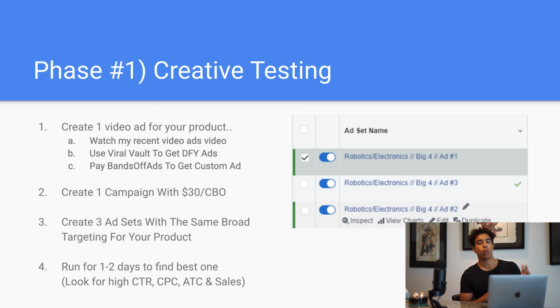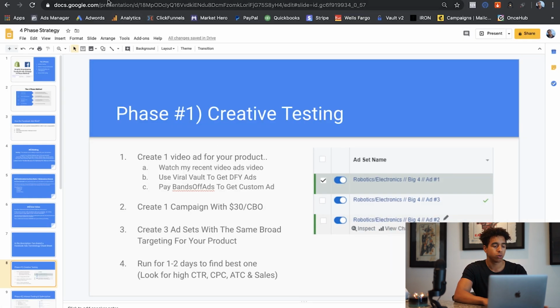And you're going to want to run this for 1 to 2 days to figure out which one is your best performer. So I actually did a test just to kind of show you guys what the campaign looks like. And I'm going to go ahead and switch over to that now, if you just give me 1 second.